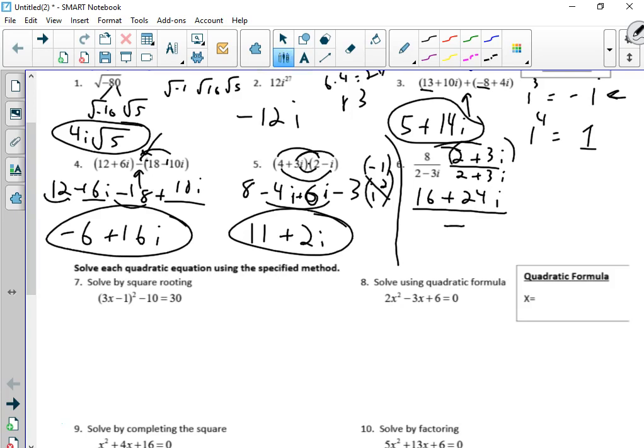Remember, start off, it's going to be subtraction on the bottom, because we're doing a plus times a minus. We only have to do 4 though. 2 times 2 is 4. Negative 3 times positive 3 is negative 9i squared, which is going to be negative 1, which is going to make the negative 9 turn positive. So I end up with 16 plus 24i over 9 plus 4 is 13. And there's no way to reduce that. 13 is a prime number.